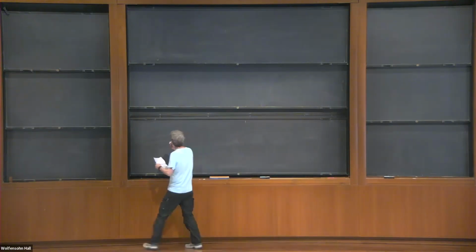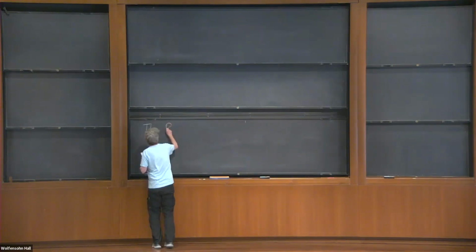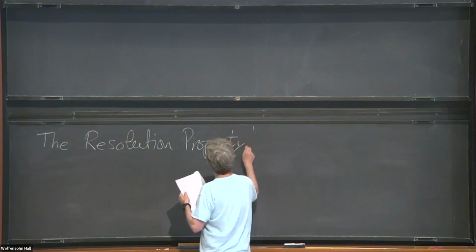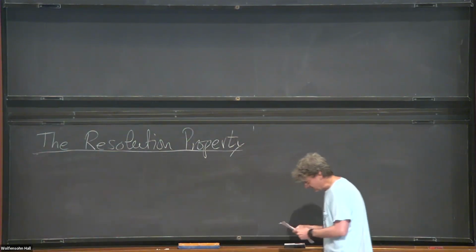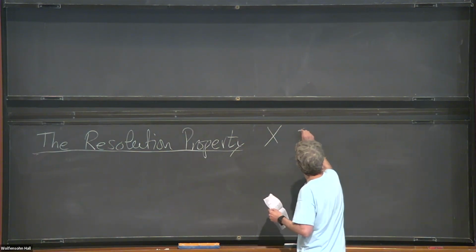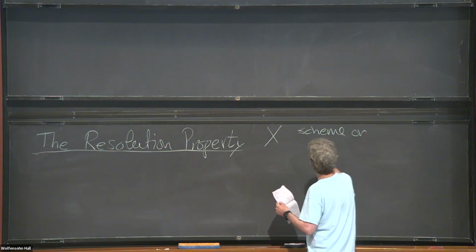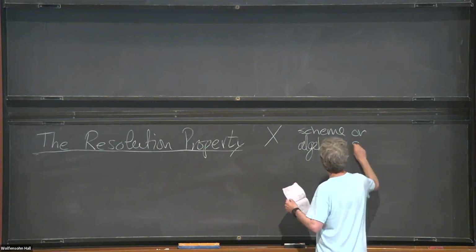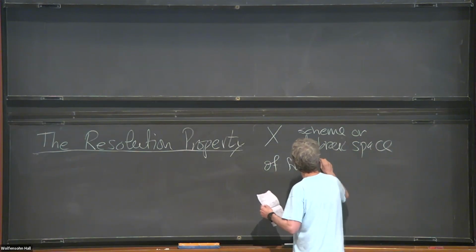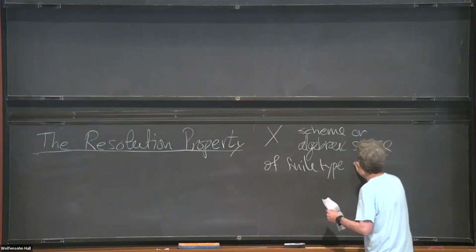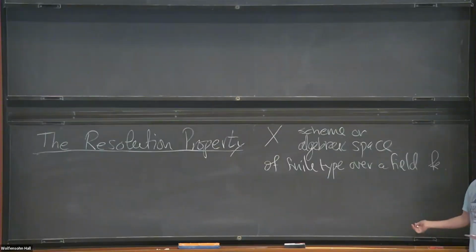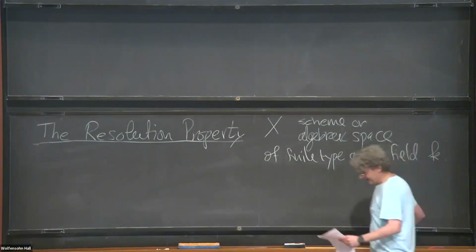So let me remind you of the resolution property. X is going to be a scheme or an algebraic space, if you want. And I'm going to make it of finite type over a field. But this actually doesn't matter, you could take a Noetherian algebraic space.